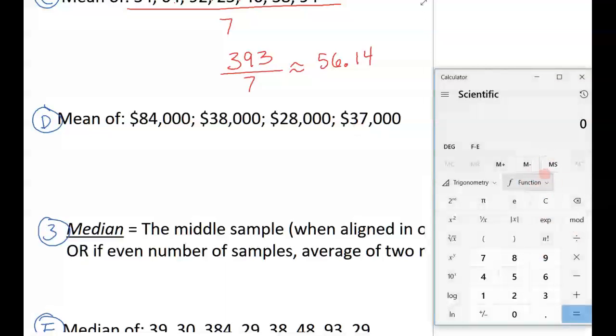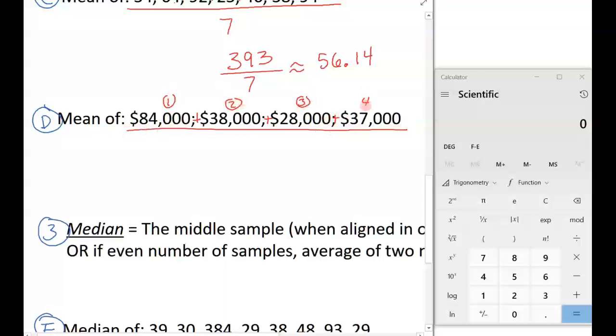So we want to clear all previous results. We want to add these numbers and divide by how many samples I have. So I have 1, 2, 3, 4 of them. I'm going to add these salaries and divide by 4.